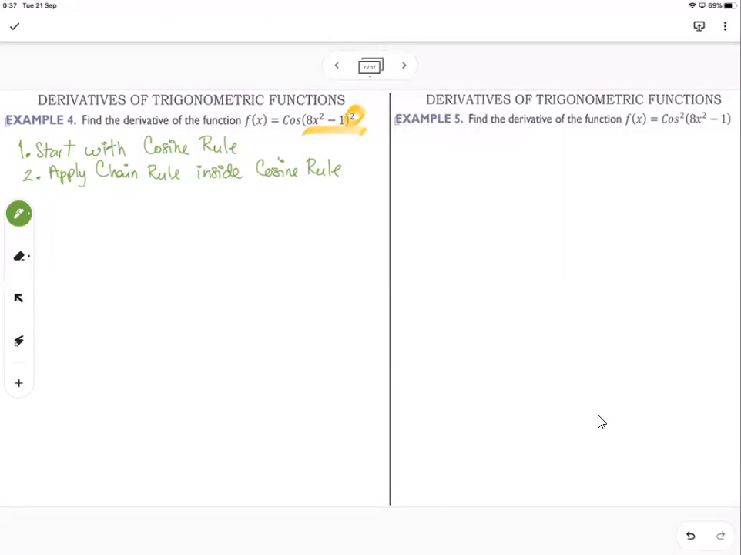On the other hand, in example 5, we have cosine squared of an angle. So it means that this expression is equivalent to this.